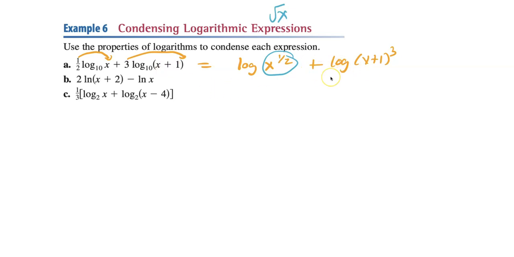Plus means multiply. So we're going to combine these one more time. Log of square root of x, so I'm cool, and then x plus 1 to the 3rd. So that's this guy written all together.